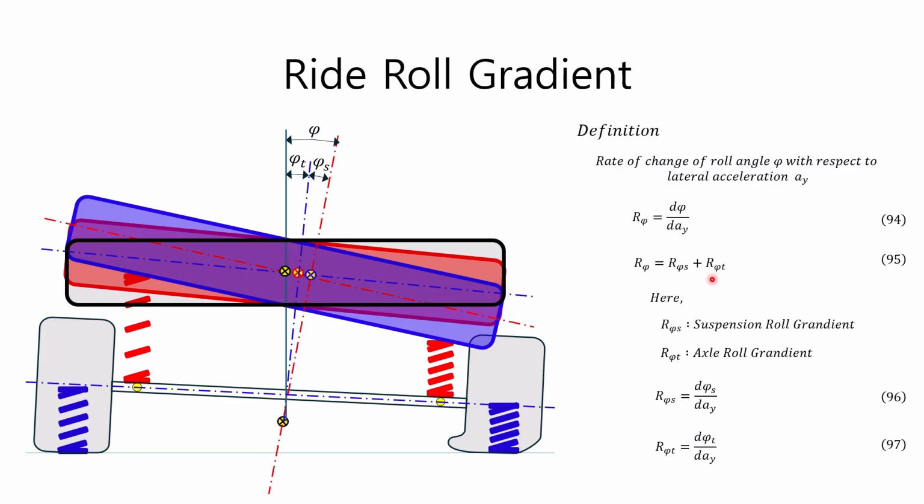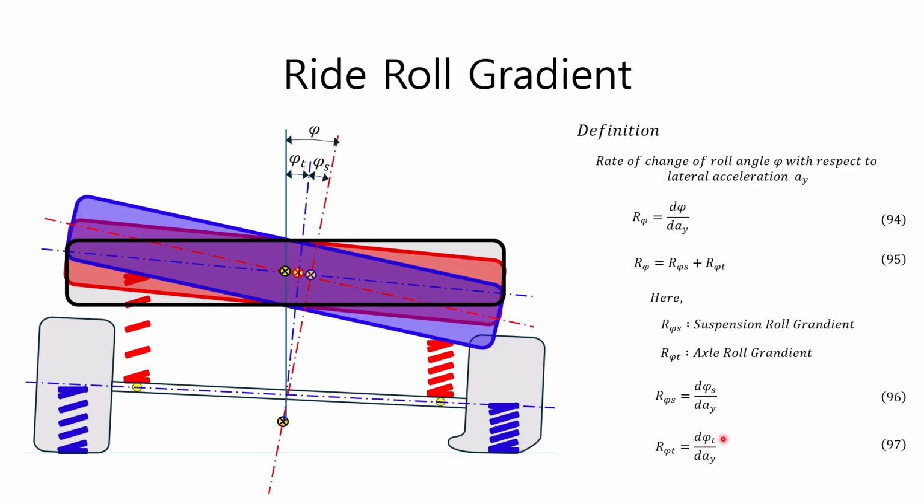In equation 95, r phi s represents the suspension roll gradient and r phi t represents the axle roll gradient. The suspension roll gradient r phi s can be expressed as in equation 96 using the suspension roll angle phi s, and the axle gradient r phi t can be expressed as in equation 97 using the axle roll angle phi t.